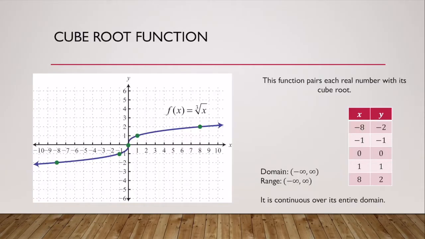The cube root function pairs each real number with its cube root, and its domain goes from negative infinity to positive infinity, as does its range. Because remember, I can take the cube root of negative numbers, right? The cube root of negative 8 is negative 2. The cube root of positive 8 is 2.